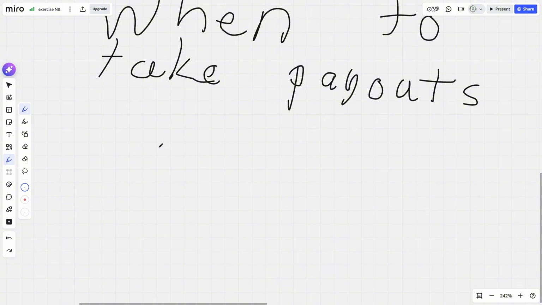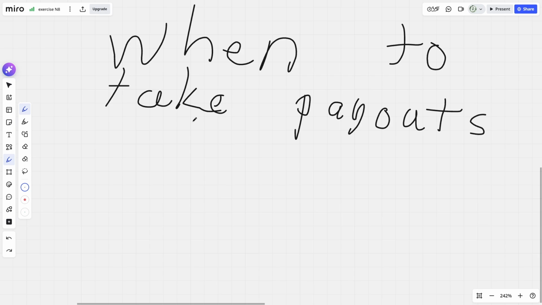If you're completely broke, just take payouts whenever you can, because the less market exposure you have, the less chance of you losing your money and giving it back to the market.